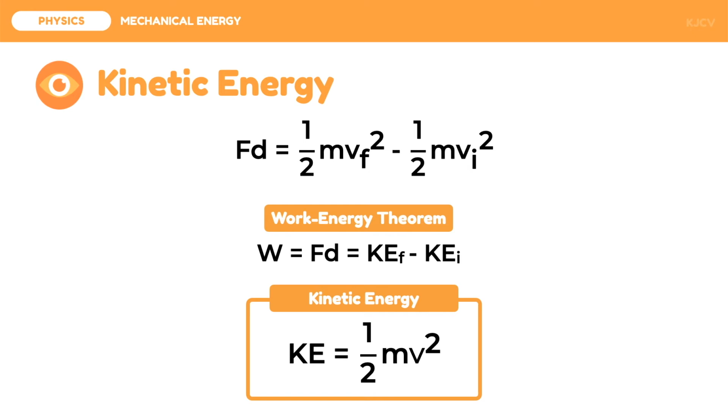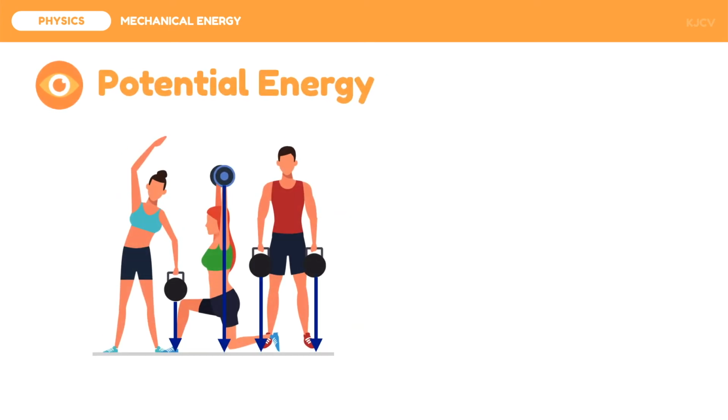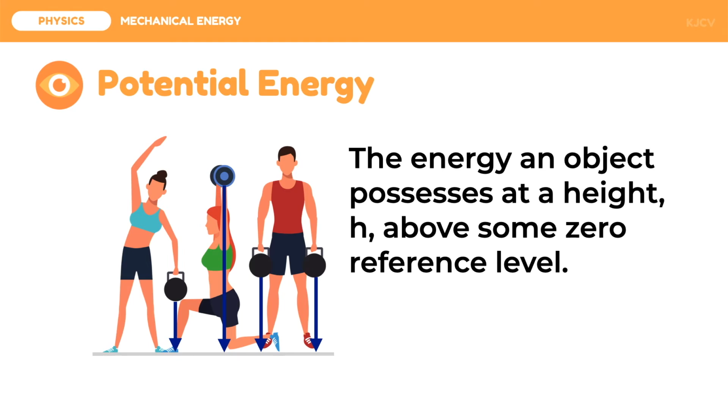The next component of mechanical energy is the potential energy. It is the stored energy of an object in an elevated position. In this lesson, we limit the concept of potential energy as the gravitational potential energy, or the energy which an object possesses at height h above some zero reference level.